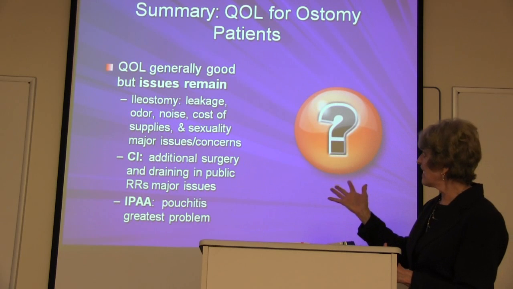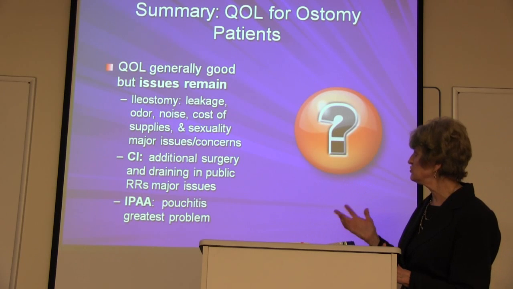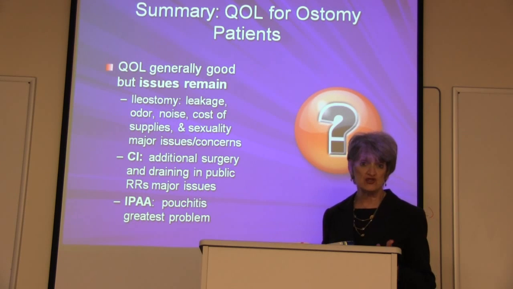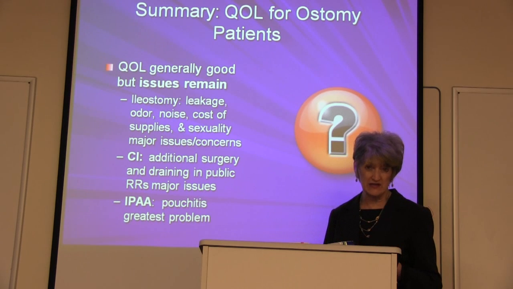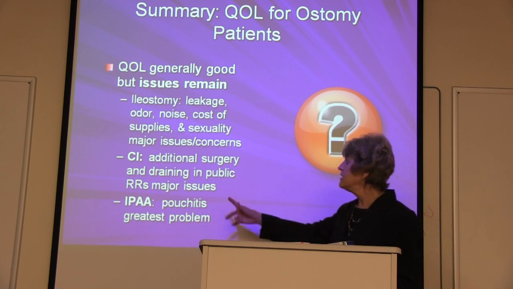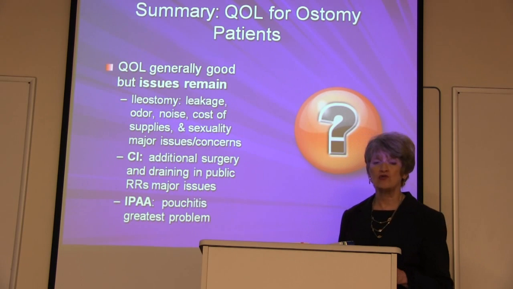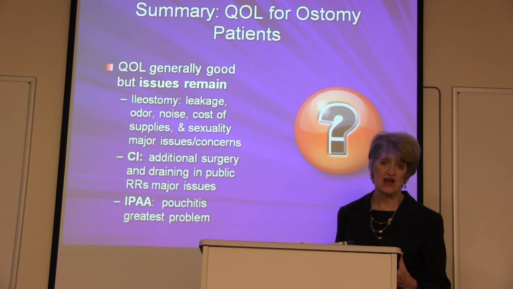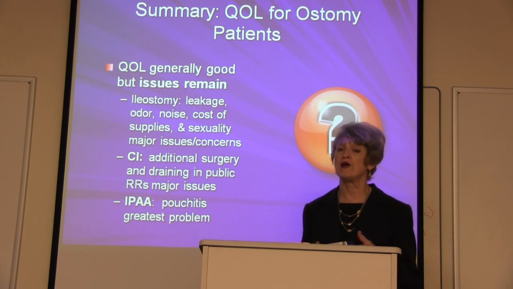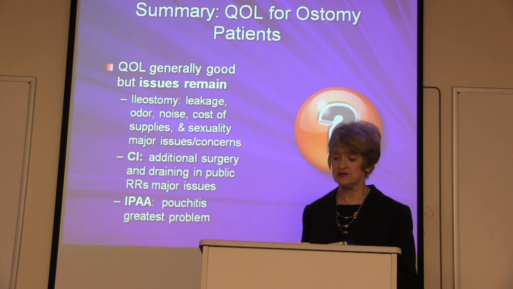So, quality of life is generally good. Issues do remain. For continent ileostomy, the issues are the probability of additional surgery and increased stress when having to empty, having to drain in a public restroom. For IPAA, long term, the biggest problem is pouchitis. There is ongoing research so that we're in a better position to prevent pouchitis in our IPAA patients.